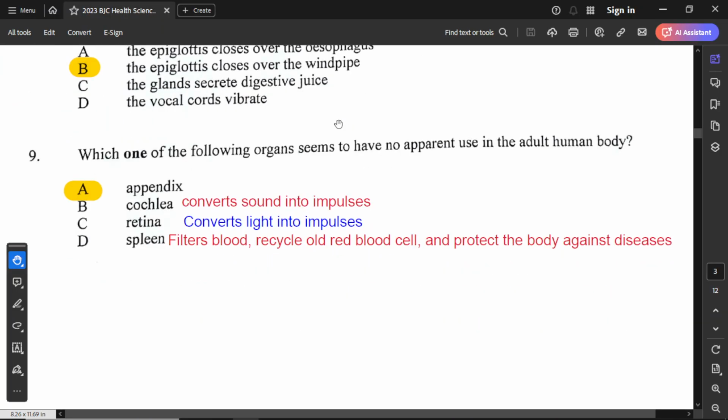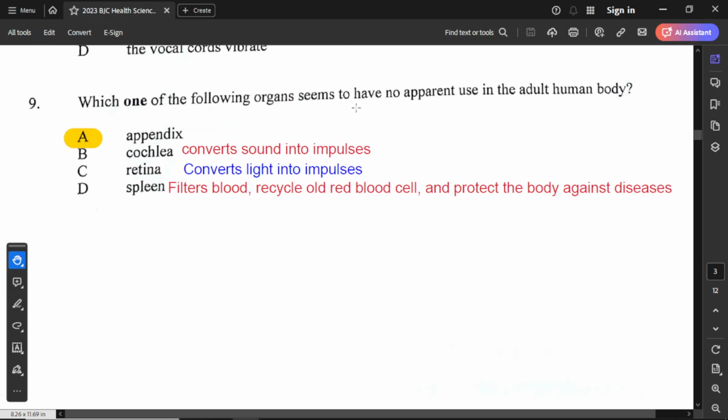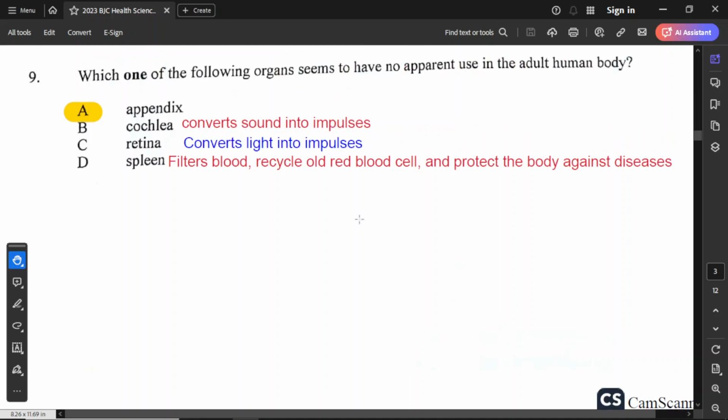For question number 9, it says which one of the following organs seems to have no apparent use in the adult human body. So the organ with no apparent use is the appendix. It has a function, but it's minimal, minor, really no true function. However, the cochlea, as we know, converts sound waves into impulses, and we have the retina, which converts light into impulses, and we have the spleen, which filters blood, recycles red blood cells, and also protects us from diseases. So option A is definitely the correct one for number 9.